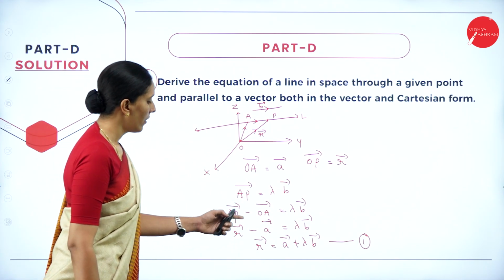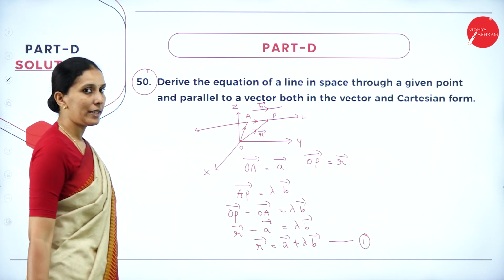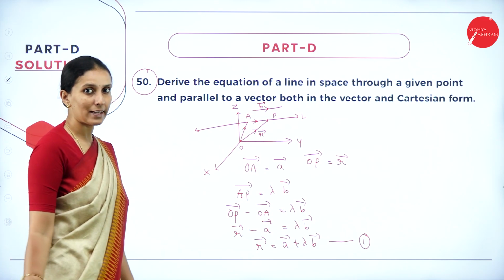Now, let us write the vector form in the Cartesian form. So let us take point A as point x1, y1, z1 and point P as xyz.